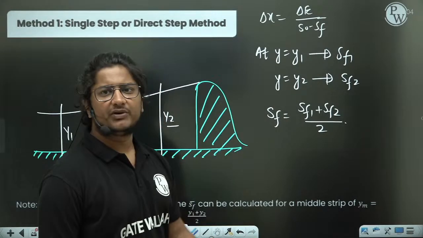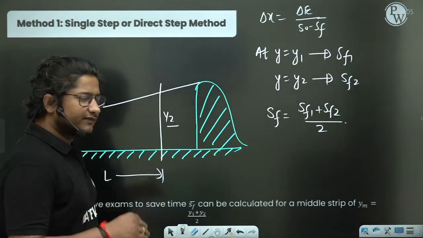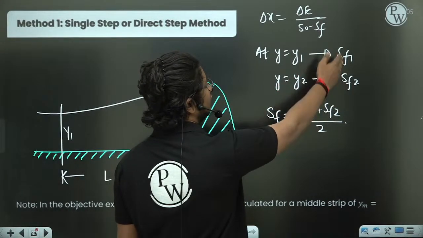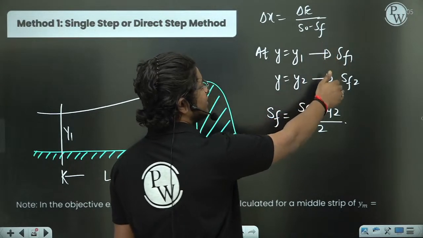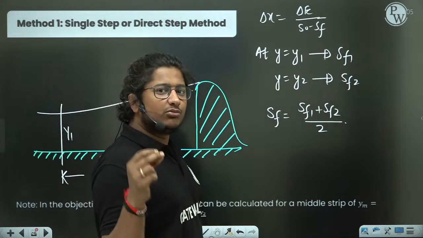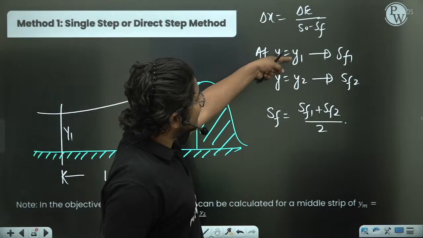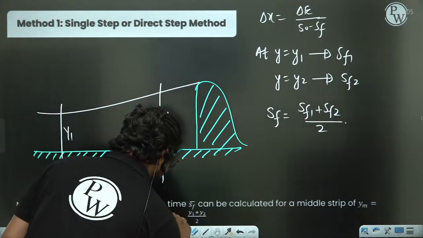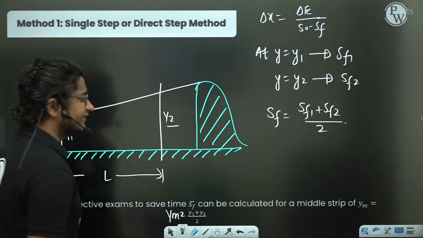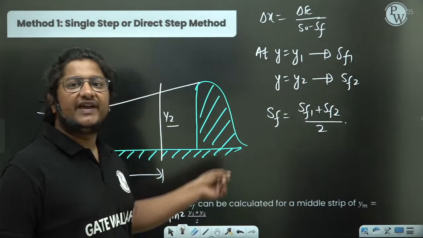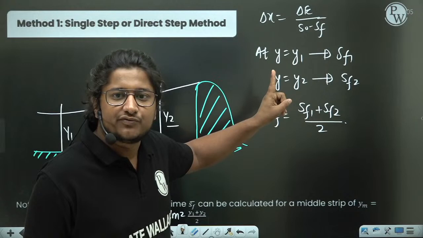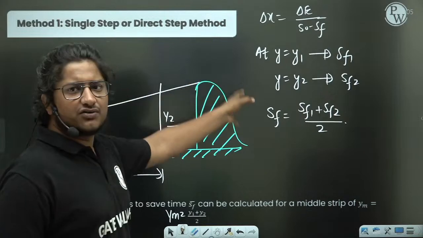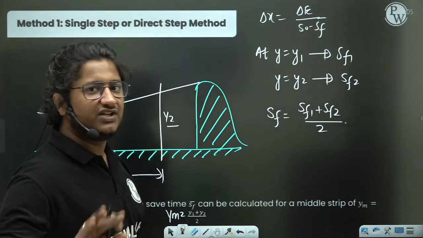But now in numericals or exam problems, we have found a shortcut. Two times you will be finding SF1 and SF2, which means two times you will be using Manning's equation. The calculation will be lengthy. So in numericals, we take y1 and y2 and find the average ym, which is equal to (y1 + y2) / 2. For that ym, we find an SF value. So only one time Manning's equation will be used, and that SF value we use in this formula to find delta x. That is not the right way, but as a shortcut technique, we can use it.